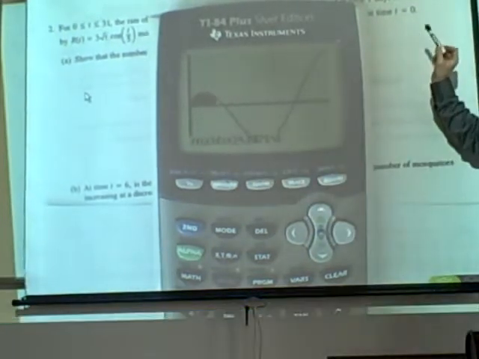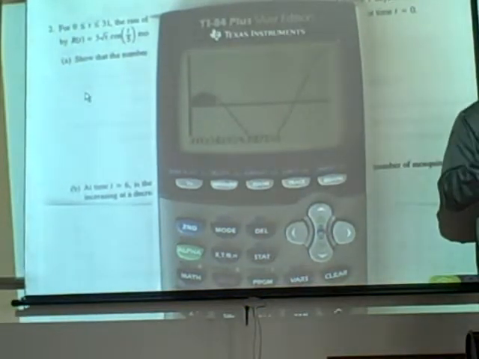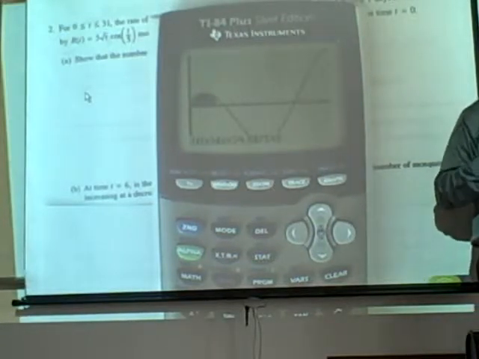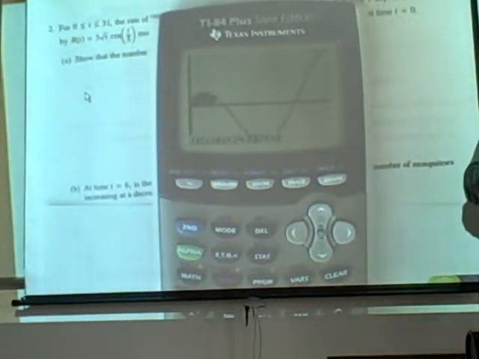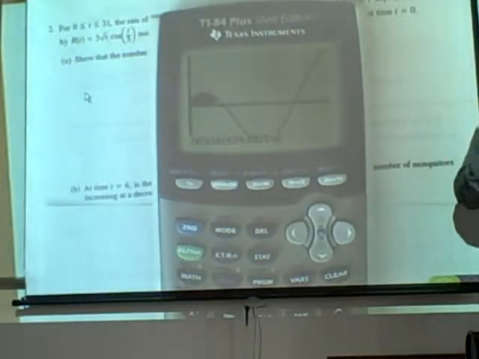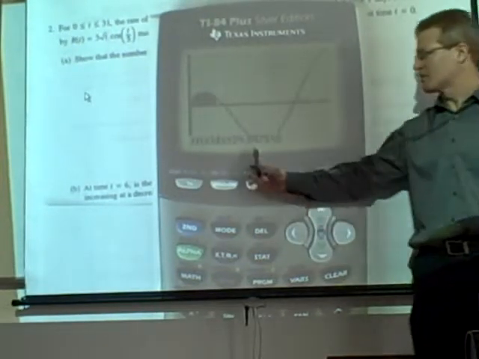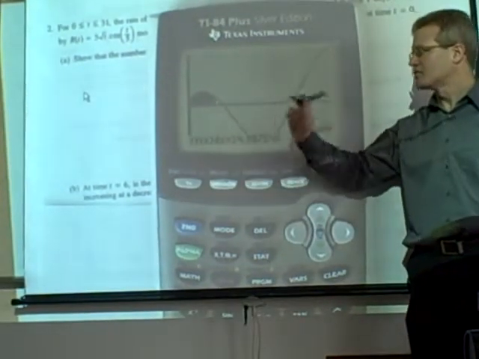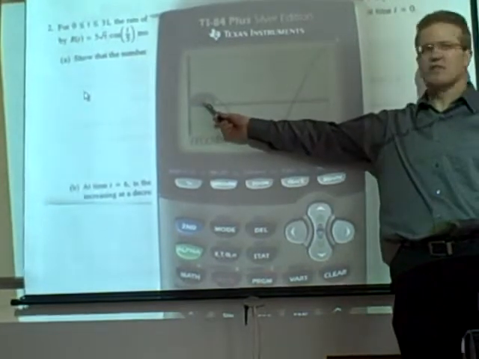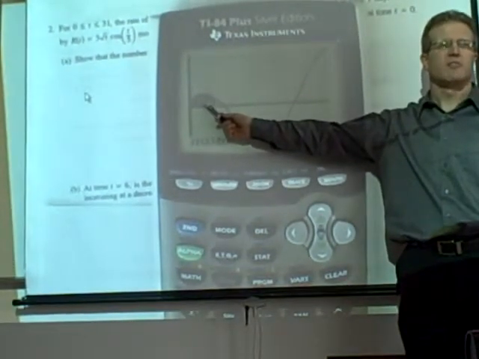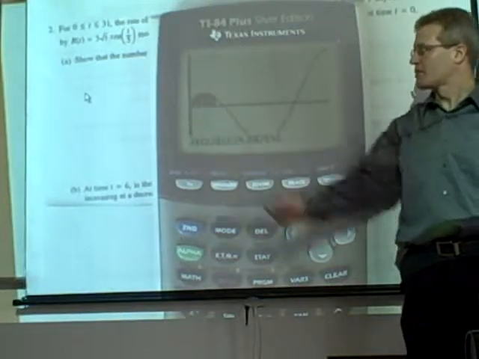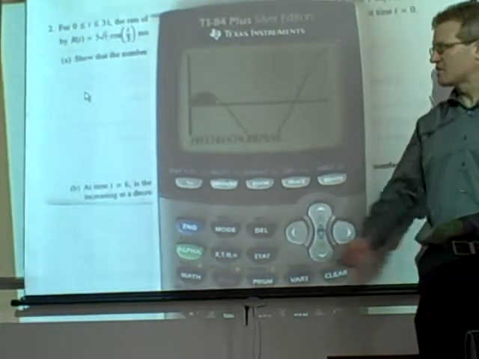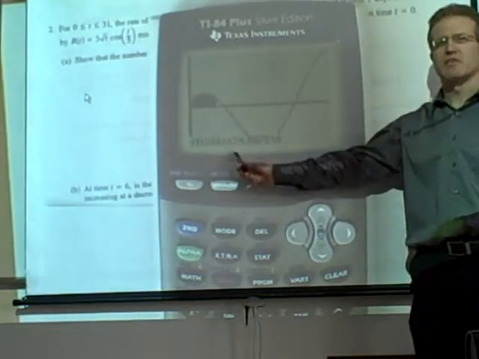So the original problem said that at time 0 there was 1,000 mosquitoes on the island. After 6 days, how many mosquitoes are on the island? 1,000, yeah, about 1,035, because this is almost 35. So this area actually tells you the change in the number of mosquitoes. Between the 0 and the 6 days, the island gained almost 35 mosquitoes.